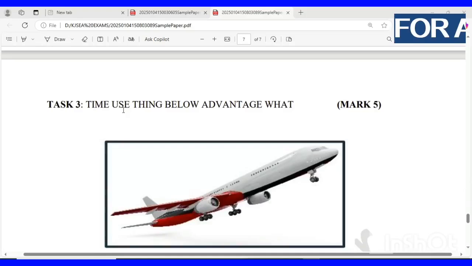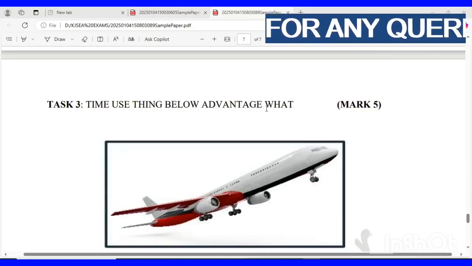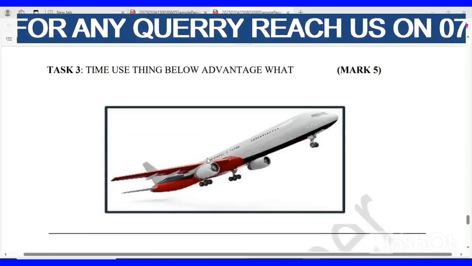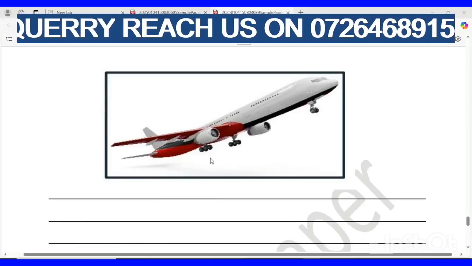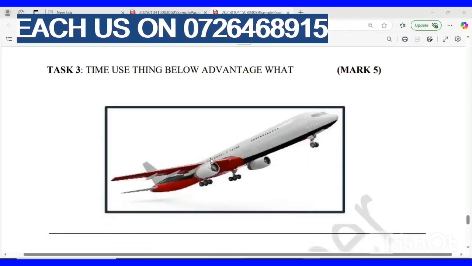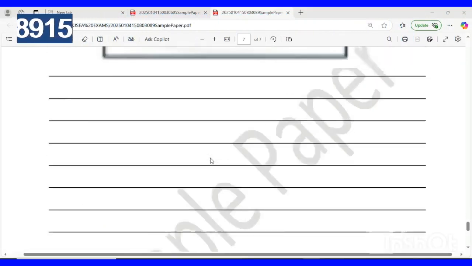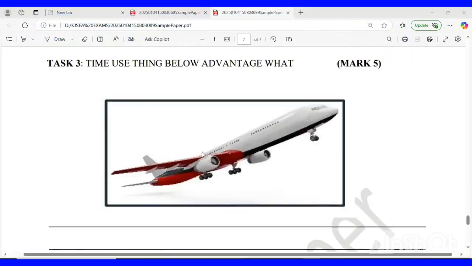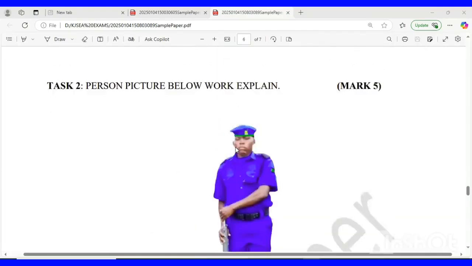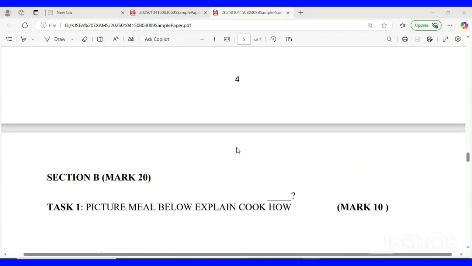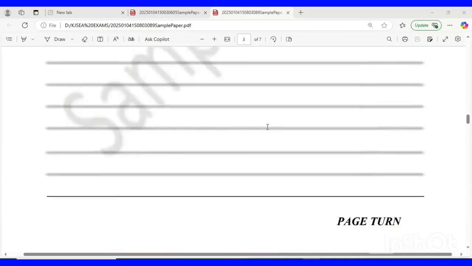Task 3, time used thing below, advantage what. So they know what that means. It may not make sense to anybody who doesn't have knowledge and skills in sign language, but it makes sense to those who have learned and use sign language. So this is a grade 9 exam sample from the year 2025 henceforth. So this is the sample.